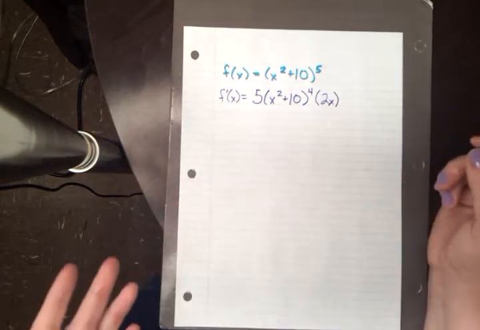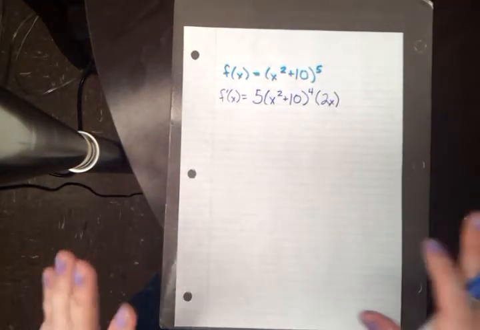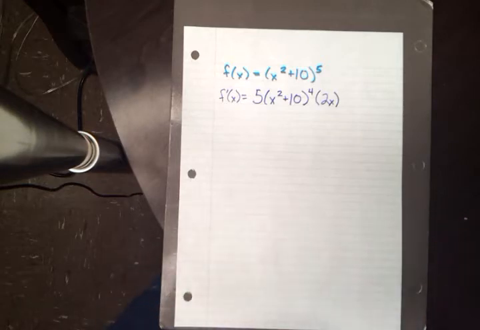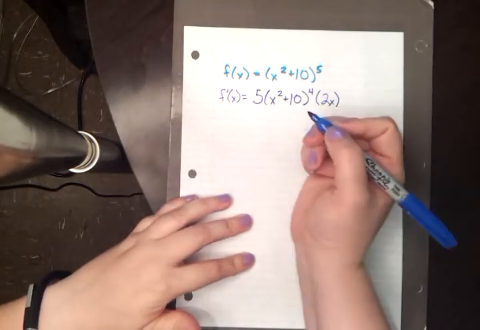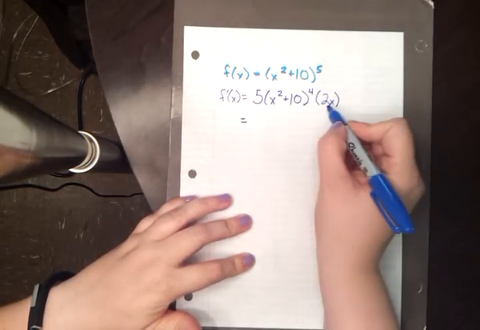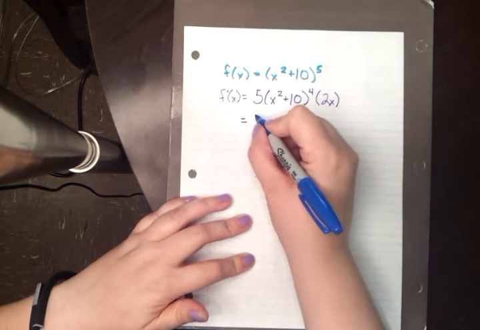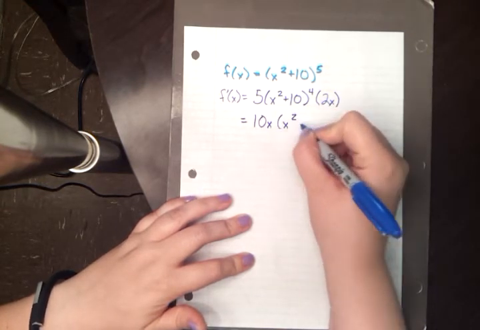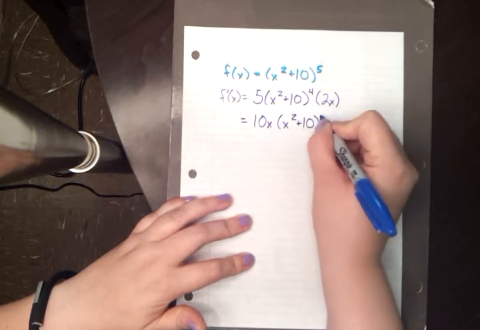Now, in past homeworks, I've told you once you get to this step, just leave it, don't work on it any further, and plug it in exactly like that into WebAssign. That's not going to be as beneficial for you anymore, so we're going to need to simplify these. Fortunately, it's not that difficult. All I'm going to do is multiply that 2x times the 5, and that's going to give me 10x times x squared plus 10 to the fourth.